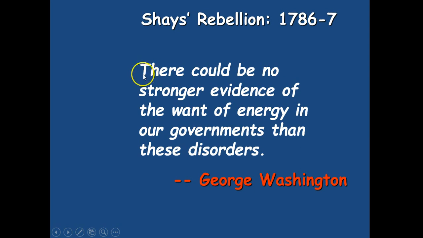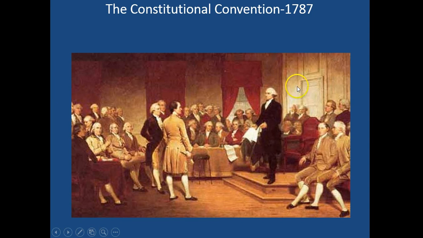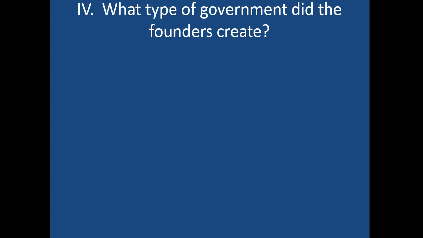And look at this quote by George Washington. He says, "There could be no stronger evidence of the want of energy in our governments than these disorders." Shays' Rebellion makes it clear to the rest of the nation that if we're going to stop these disorders and these rebellions, because it's going to keep happening, we need to have a stronger central government. And that's what starts in 1787. There's widespread consensus that we need a constitutional convention to construct a new government that's going to work.